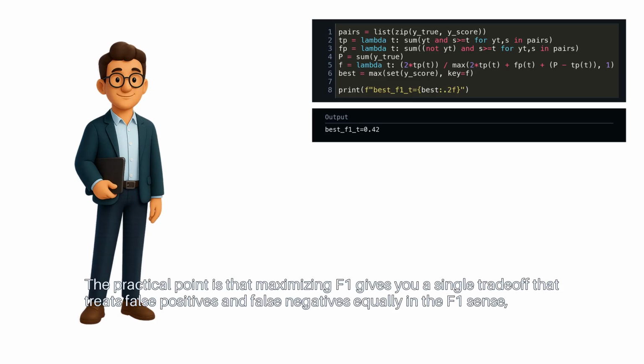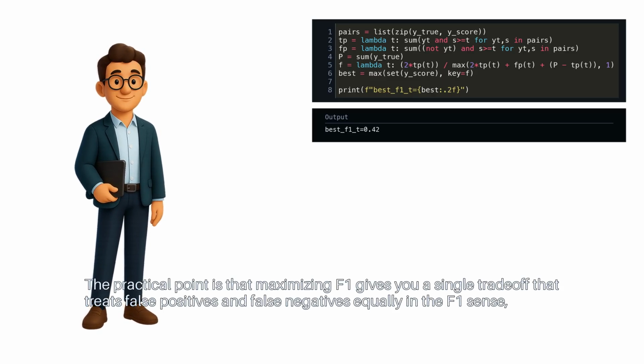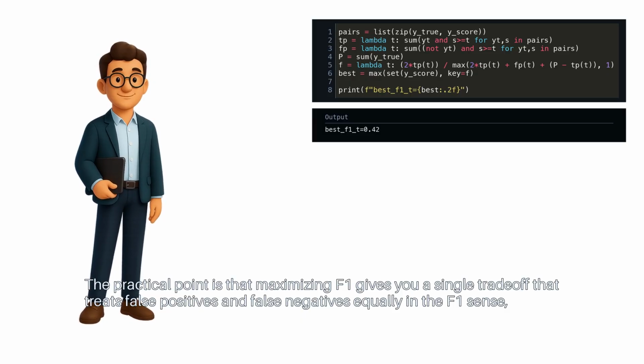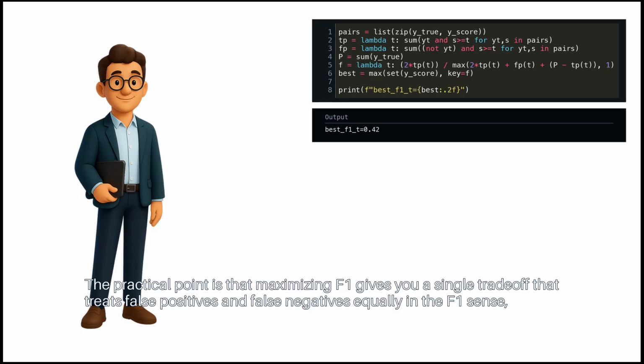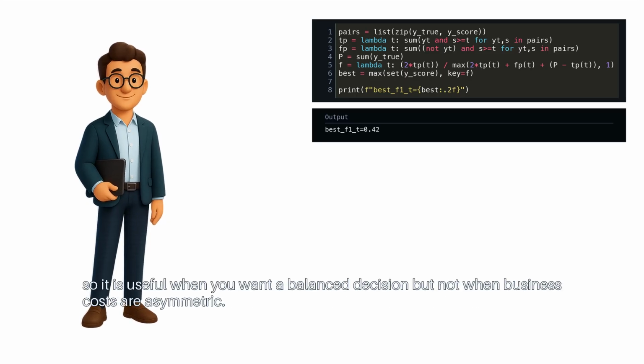The practical point is that maximizing F1 gives you a single trade-off that treats false positives and false negatives equally in the F1 sense. So it is useful when you want a balanced decision, but not when business costs are asymmetric.